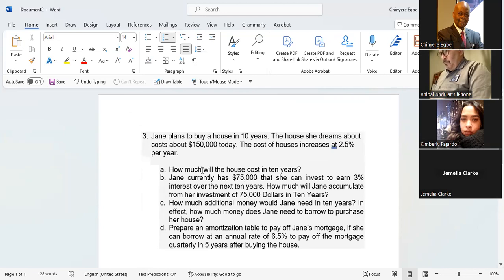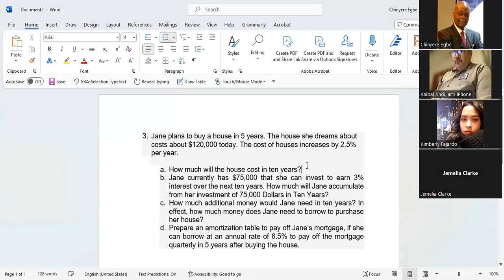Okay, so let us say you plan to buy a house in 5 years. So let's make it 5. Okay, the house is $120,000 today. And so the question is, how much will the house cost in 10 years? And I'm going to try to solve it here.